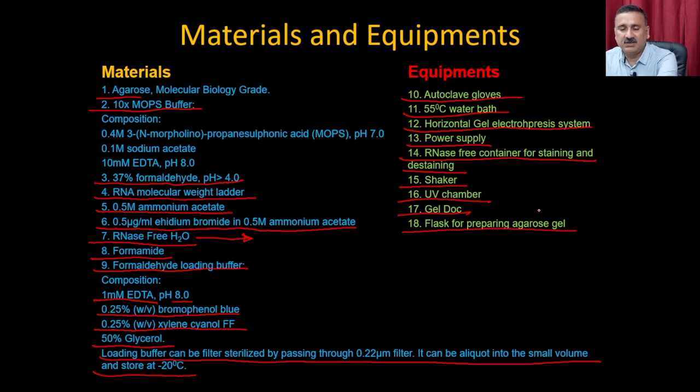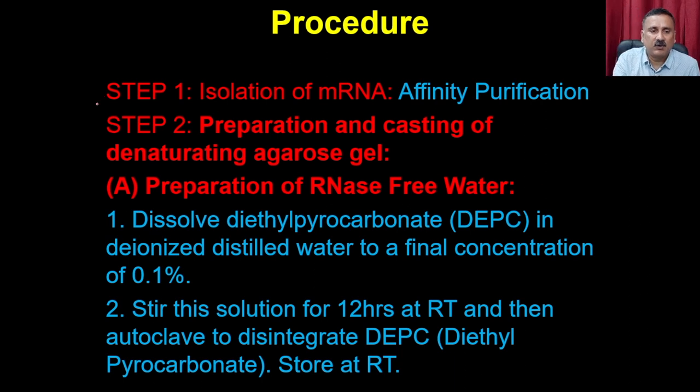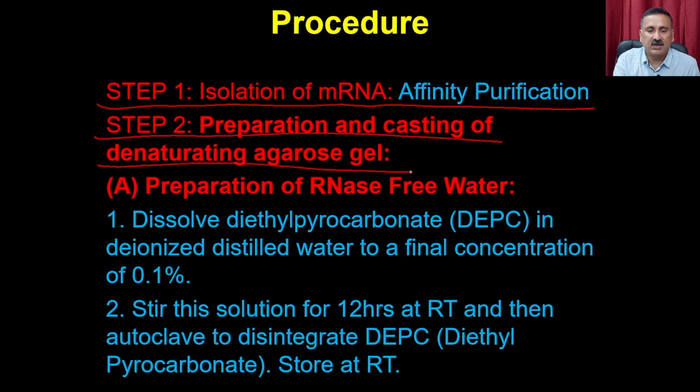Now, let us see what the procedure is. In step 1, you are going to do the isolation of messenger RNA, which we have already done with the help of affinity chromatography. In step 2, you are going to prepare and cast the denaturing agarose gel.